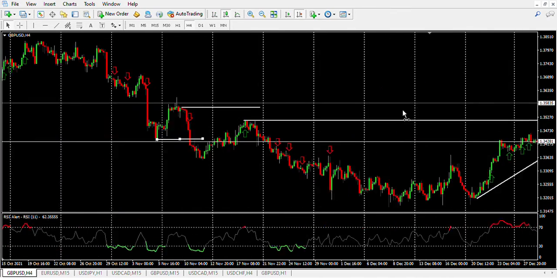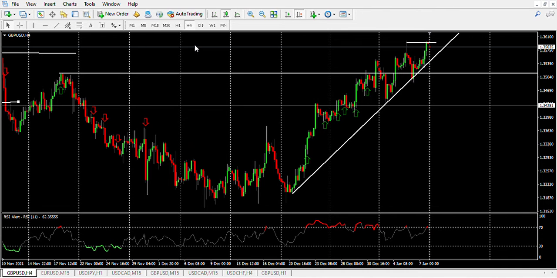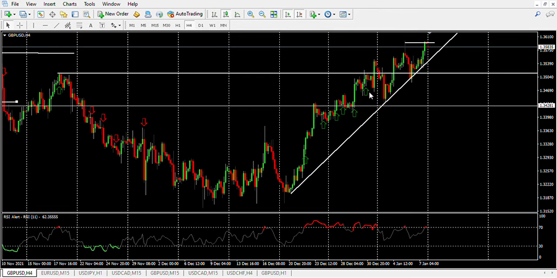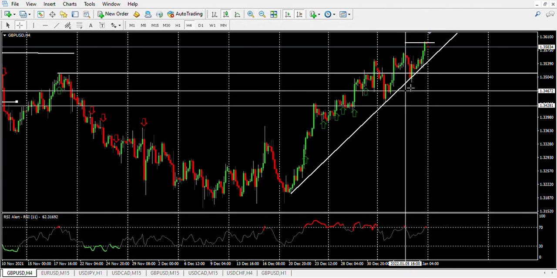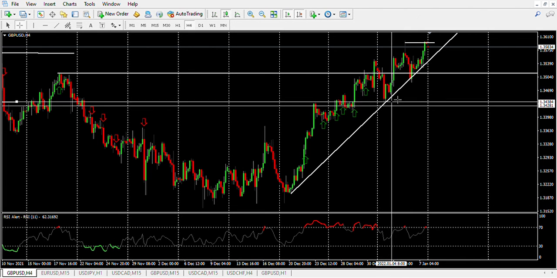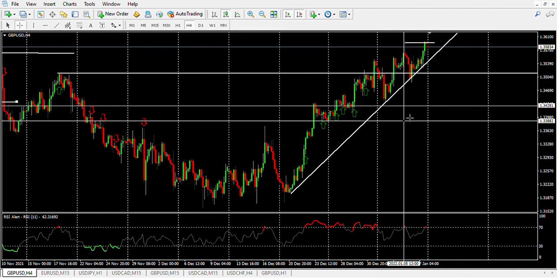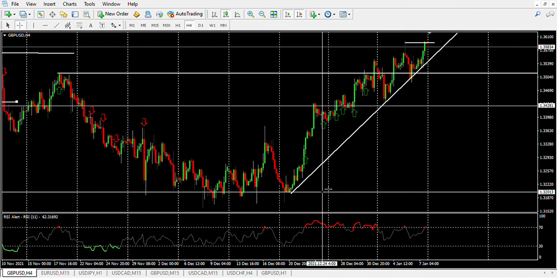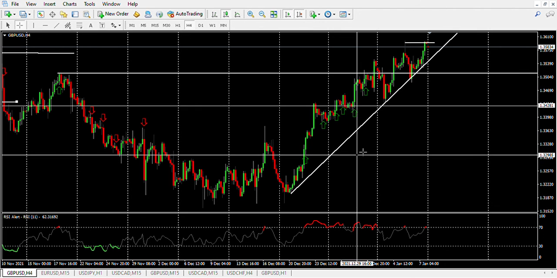All right, so I do hope that this video is helpful. So I am looking for selling opportunities this week. From here, we have a double top, and your target can be this area here, this area here. You can pause the video and look on this side and you'll see where those take profits are, and even this area here and this area here.